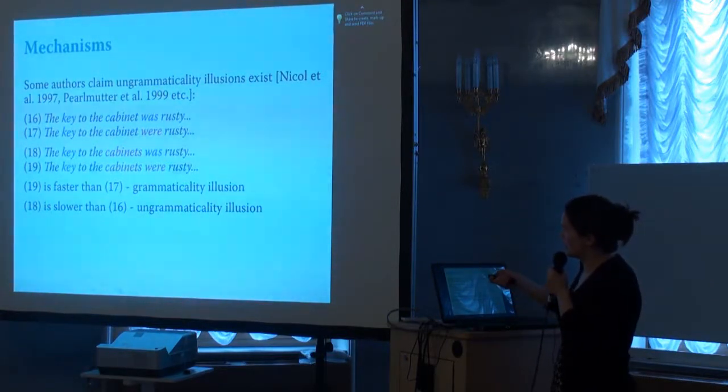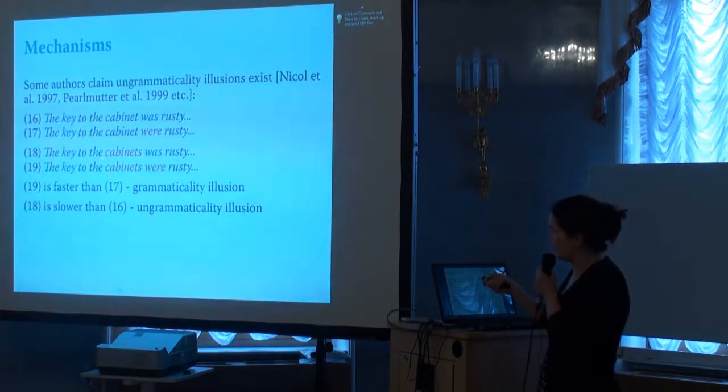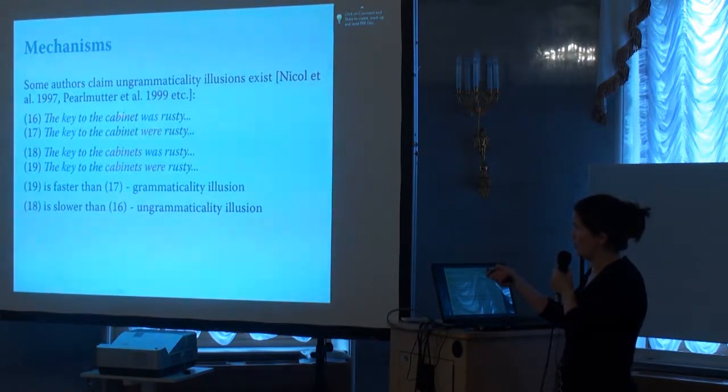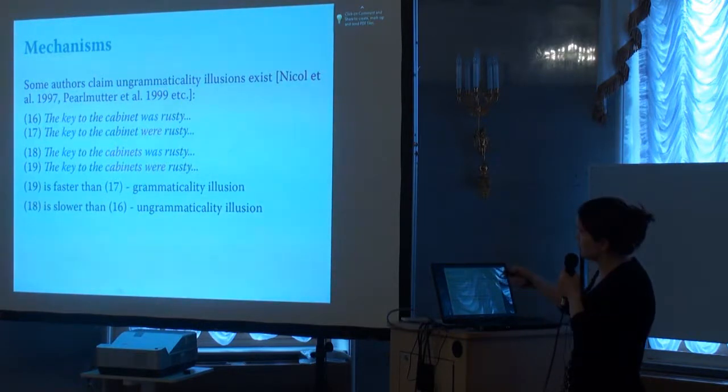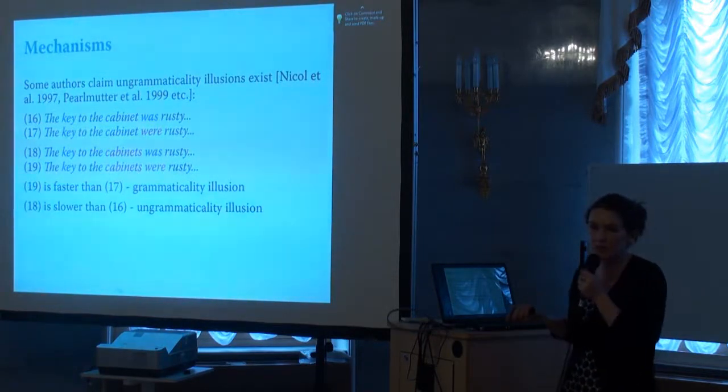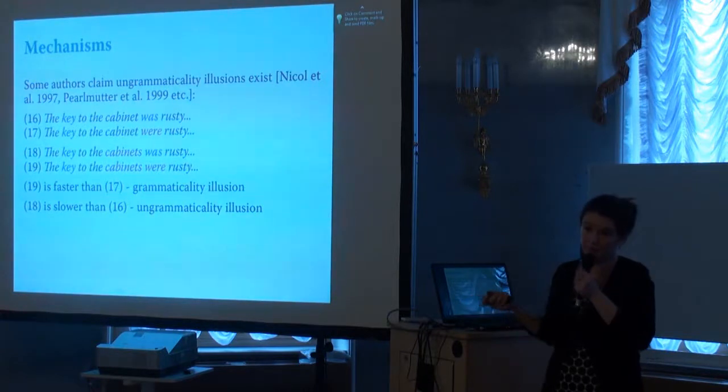And these authors also claim that sentences like 18 are read slower on average than sentences like 16. In 18 we have the head of the subject noun phrase in singular, the intervening dependent noun in plural, and the correct singular agreement on the verb. And in 16 everything is in singular: the head of the subject noun phrase, the dependent noun phrase, and the verb. These authors claim that sentences like 18 are read slower than sentences like 16, and this is what an ungrammaticality illusion would give us.